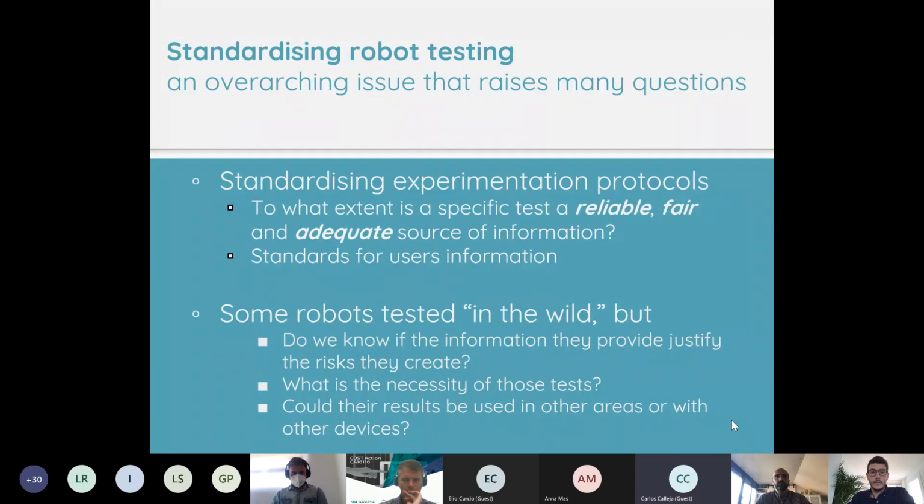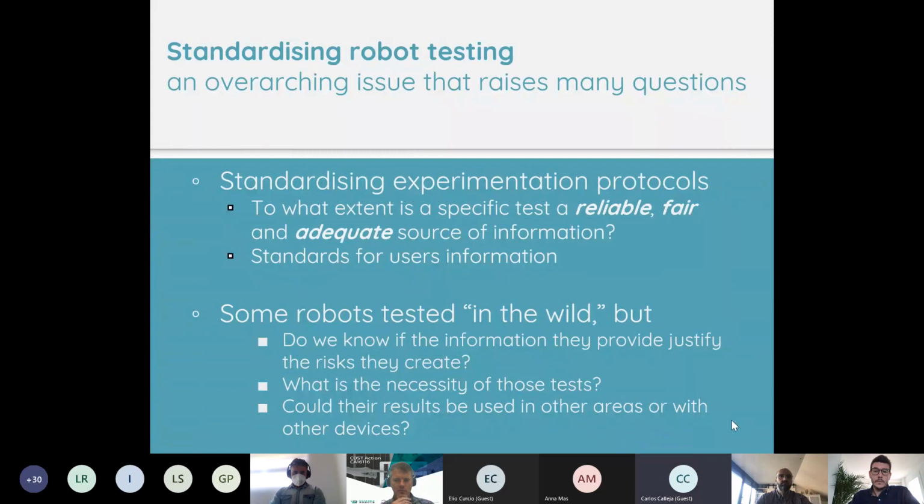So there are standards on hazards, there are rules on safety measures, but we consider that the experimentation and verification and validation of specific devices remains under-regulated. And it's normally a question left for technical experts. However, we consider that it raises interesting normative questions. So it's worth exploring. And we are aiming at exploring to what extent experimentation protocols can be standardized and to what extent they can be made reliable, but also fair and an adequate source of information.